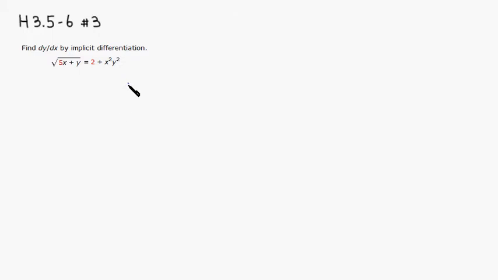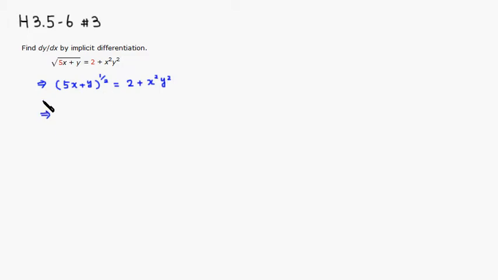All right, so first thing I would do is, I don't like square root, so I'm going to rewrite this guy as quantity 5x plus y, raised to the 1/2 power. Then the right hand side looks okay, so I'm just going to keep it as it is. So 2 plus x squared y squared.